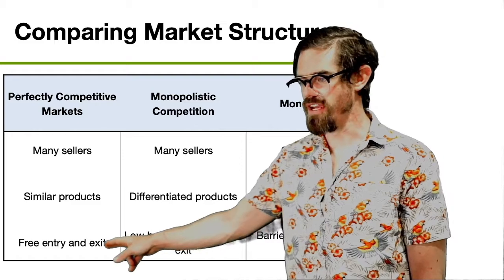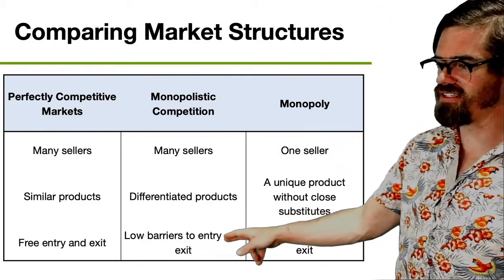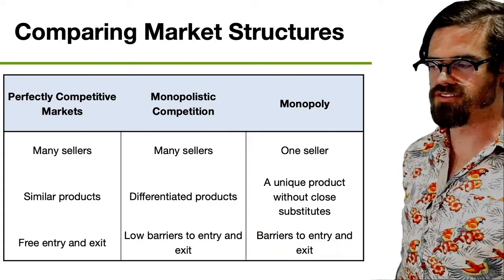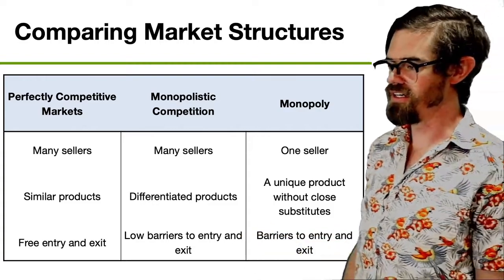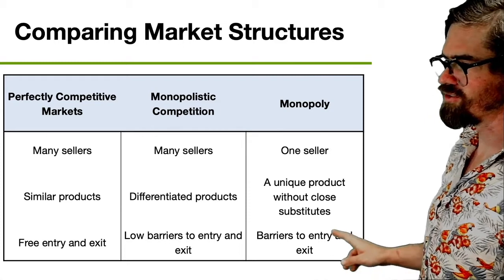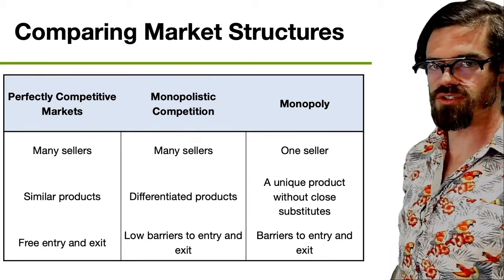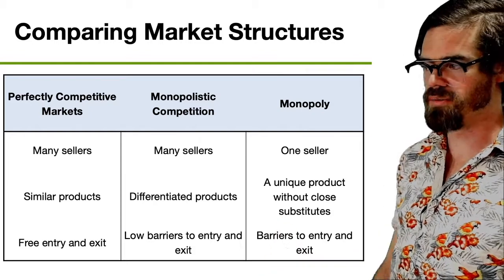Now, free entry and exit here and basically here, there might be some barriers to entry, but they're basically so low that it's almost effectively free entry and exit. Whereas, of course, with monopoly, there are very significant barriers to entry which prevent other firms, other competitors from entering the market.